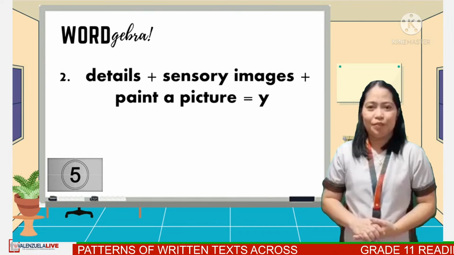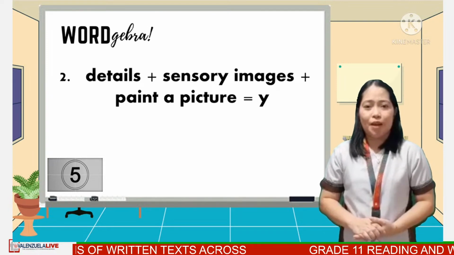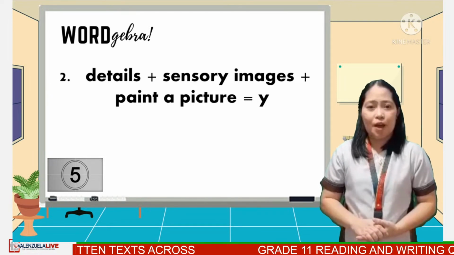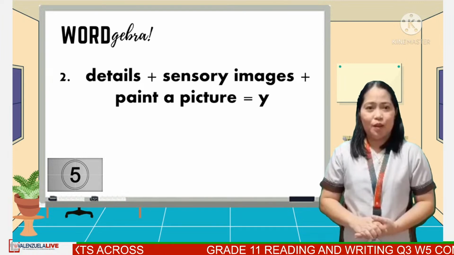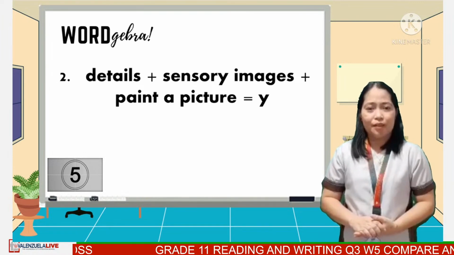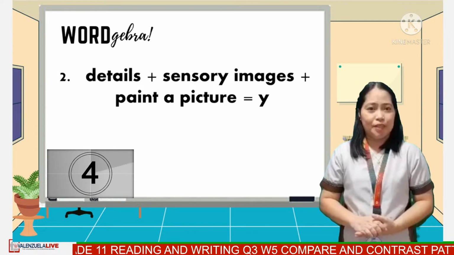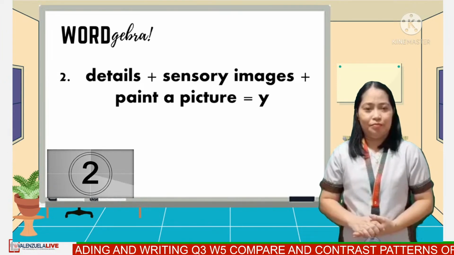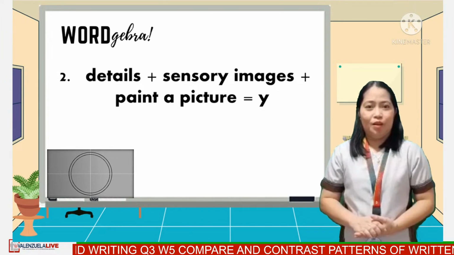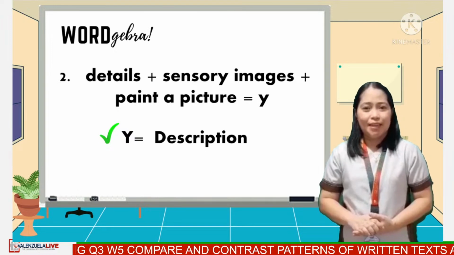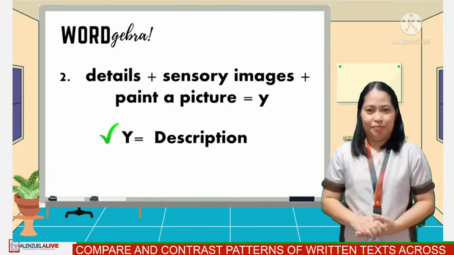Number 2. Details plus sensory images plus paint a picture equals y. What pattern of development do you think is being described by these sets of words? Good job! The answer is description.